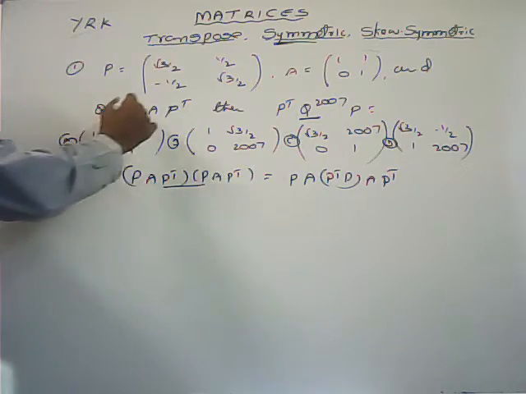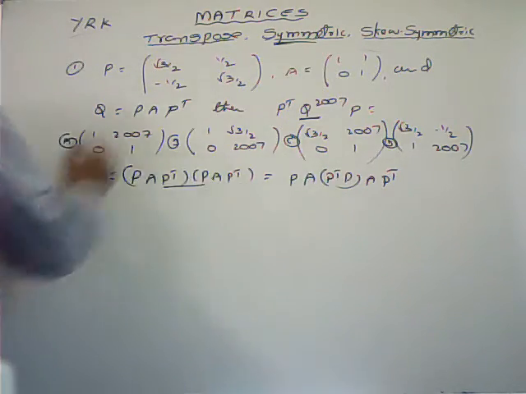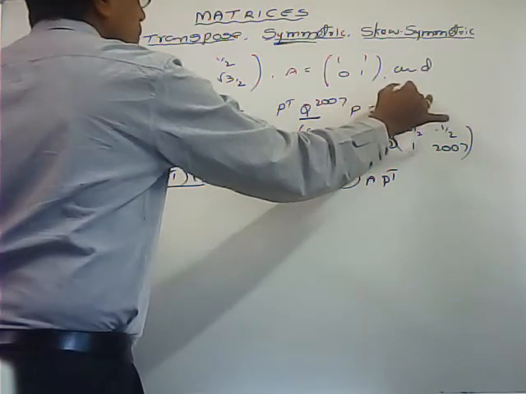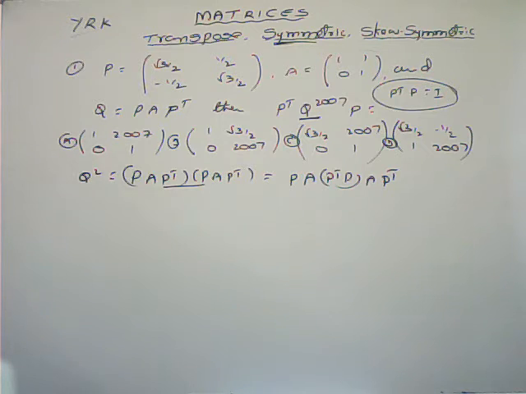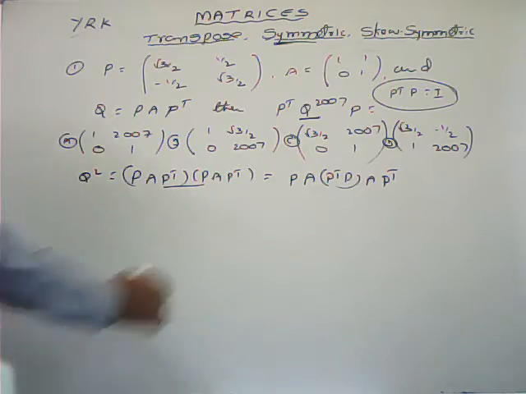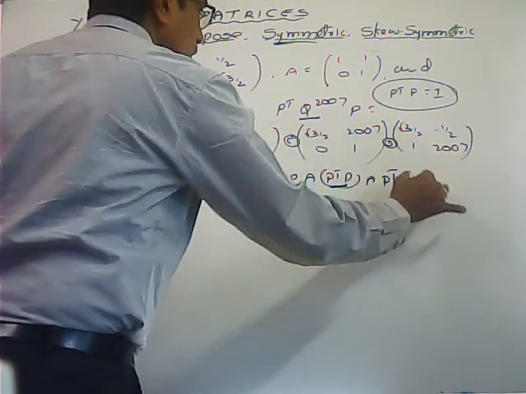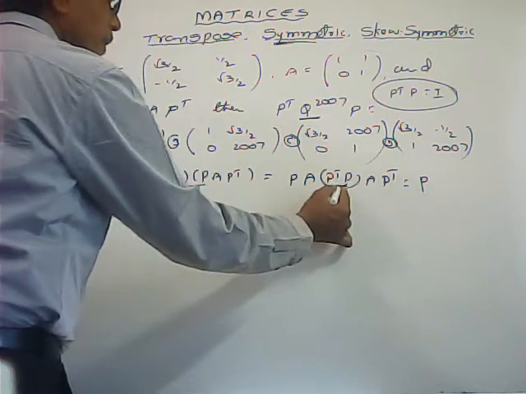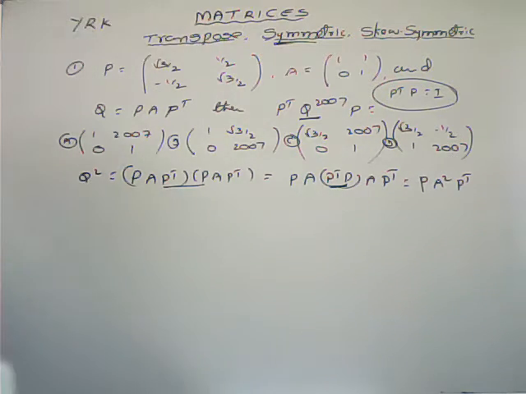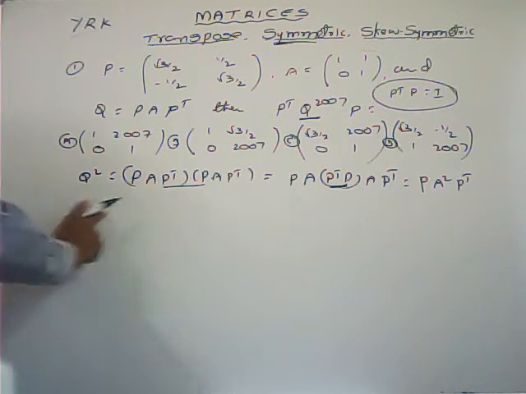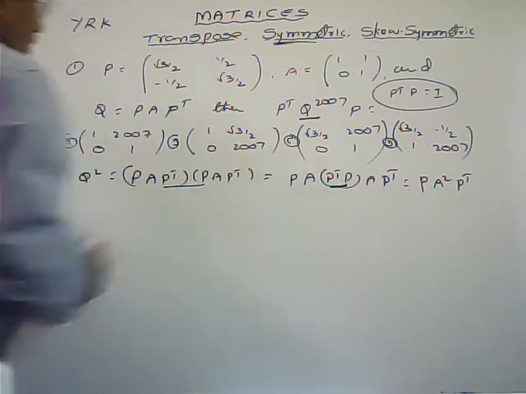Now here you can calculate the value of P transpose into P. By multiplying these two we can get the identity matrix only. P into P transpose or P transpose into P you can find out. There we can get an identity matrix. This is the identity matrix. So that is equal to P into I, we are getting I into A only, A into A, so A square into P transpose. So Q square is equal to P into A square into P transpose. Similarly, if I take Q cube, we can get P into A cube into P transpose.